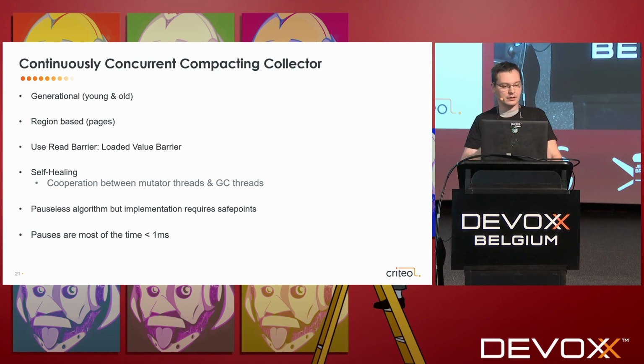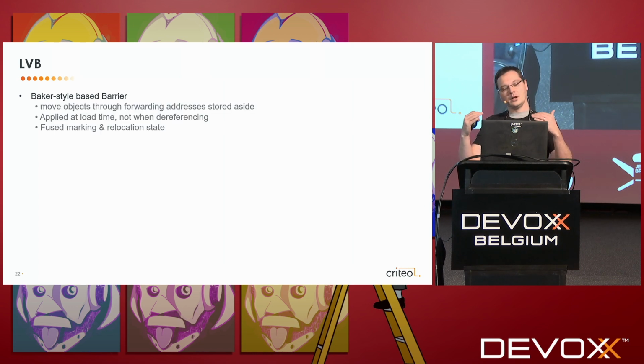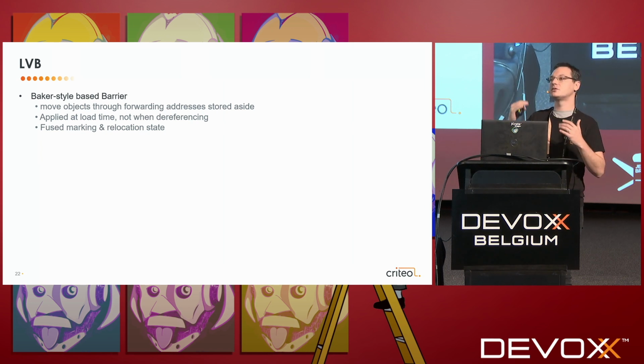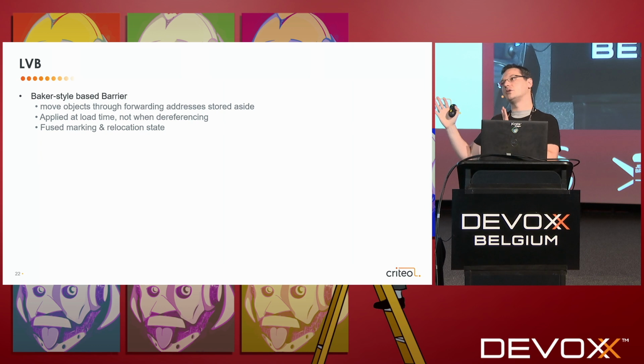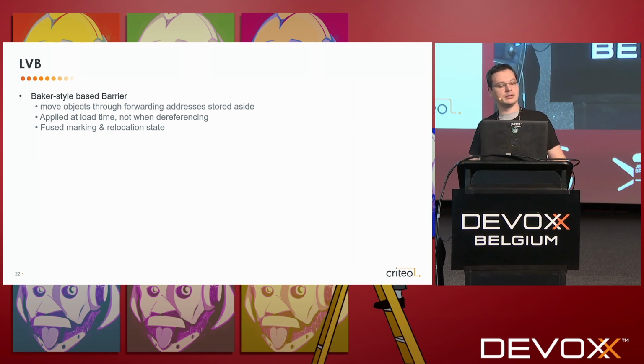From my experience of this algorithm, I've witnessed that the pauses are, most of the time, less than 1 millisecond. The LVB stands for Loaded Value Barrier. It's a Baker's style barrier. It means that when we move objects through the forwarding addresses, those addresses are stored into a table that is off-heap at the side, not into each object like Shenandoah.